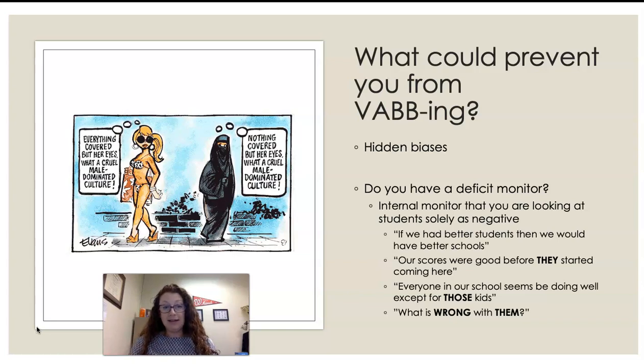We all have hidden biases, and next week we are going to find out what those hidden biases are. However, everything that we've been doing about identifying our own cultures and the cultures of others, that all plays into vabbing or validating, affirming, building, and bridging. So do you have a deficit monitor? What does that mean, Hollander? That means, do you have an internal monitor that you are looking at students solely as negative?